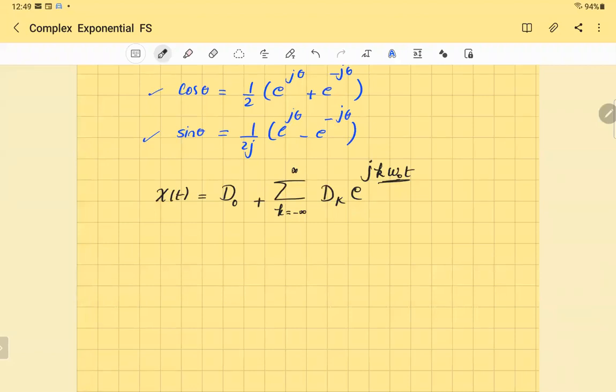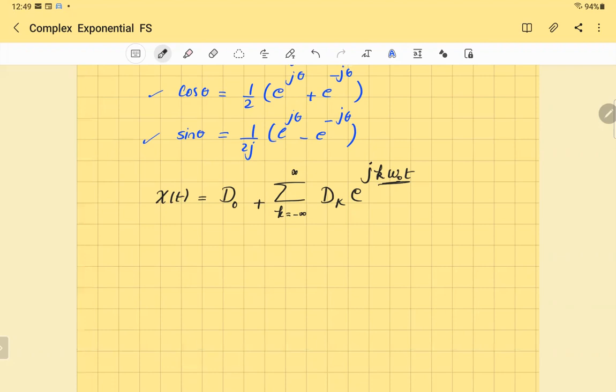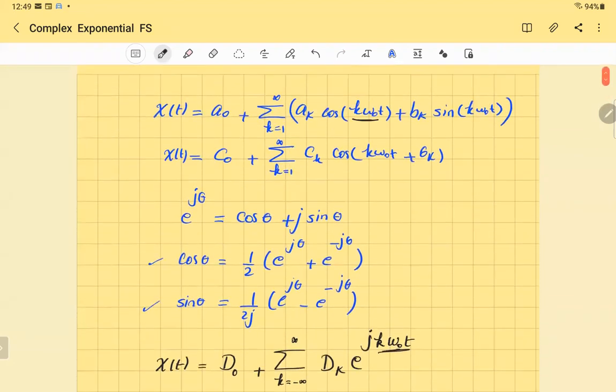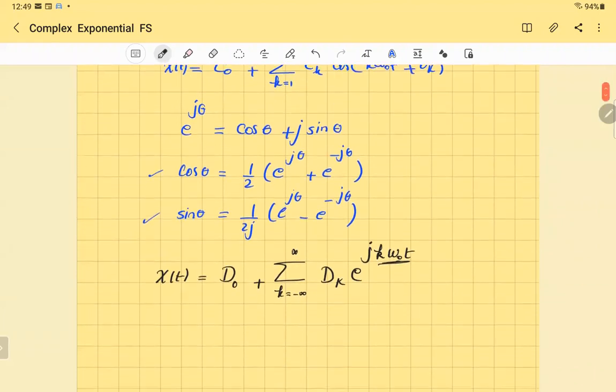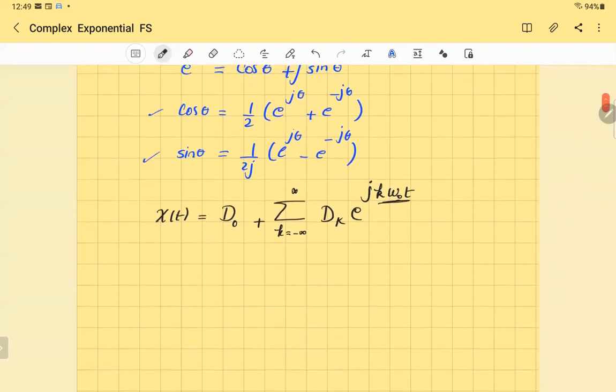D naught is exactly the same as we did here, because A naught, C naught, D naught, all are the same, the average term. Some textbooks just leave it. Here I write k not equal to 0. But if you want to have k equal to 0, you can cancel d naught from this equation and write it like that. It's correct too: from k negative infinity to infinity, dk e power j k omega naught t. It can be like that too.